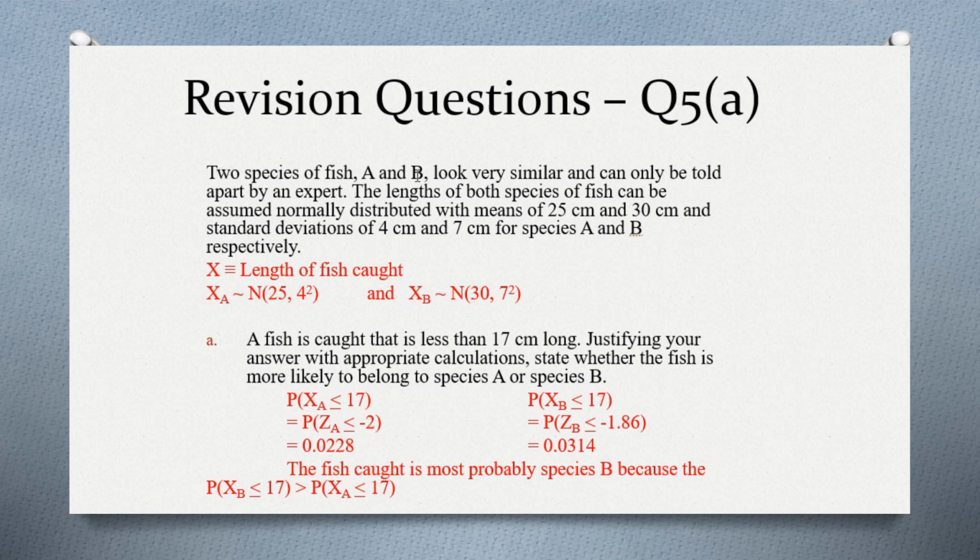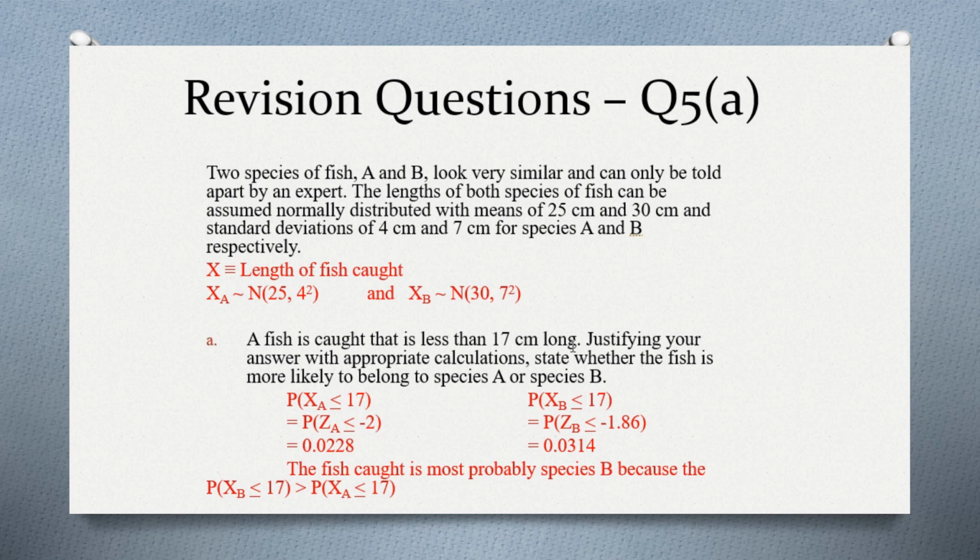Two species of fish A and B look very similar and can only be told apart by an expert. So now you have the length of fish caught. This is for A, this is for B. It's all respectively in the question, so you just follow accordingly, all right? So this is your mean for A, standard deviation for A, your mean for B, standard deviation for B. A fish is caught that is less than 17 cm long.